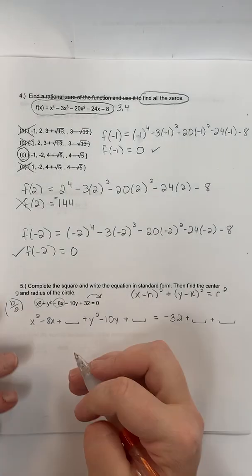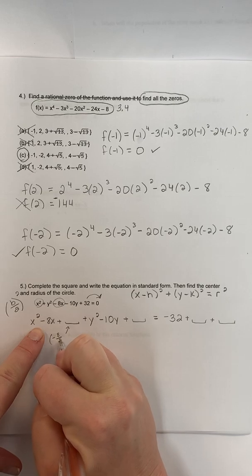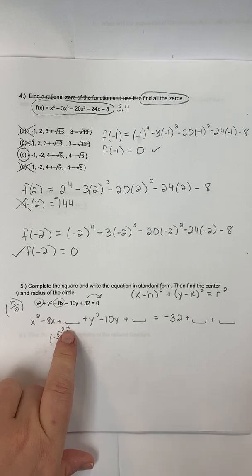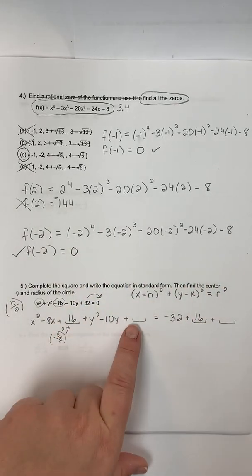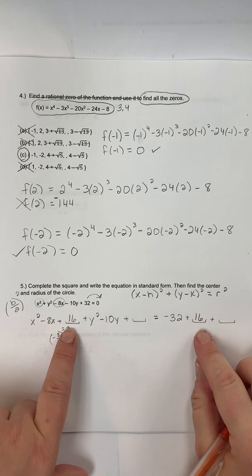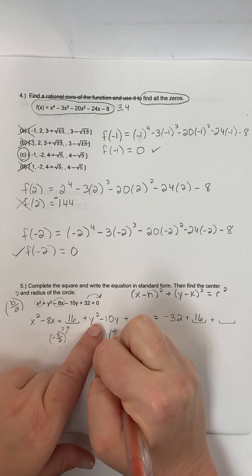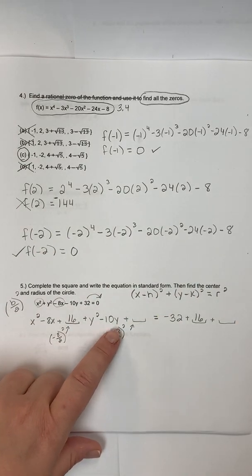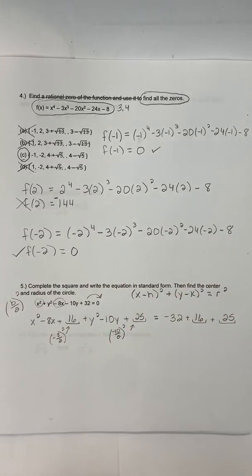So, first blank. My b is negative 8. I'm going to divide it by 2 and square it. That's going to give me a negative 4 squared is a 16. Okay, notice I put it in each of the first blanks. Now I go to the next blank. I'm going to have negative 10 divided by 2 squared. That's a negative 5. Square becomes positive 25. Put it in those blanks.